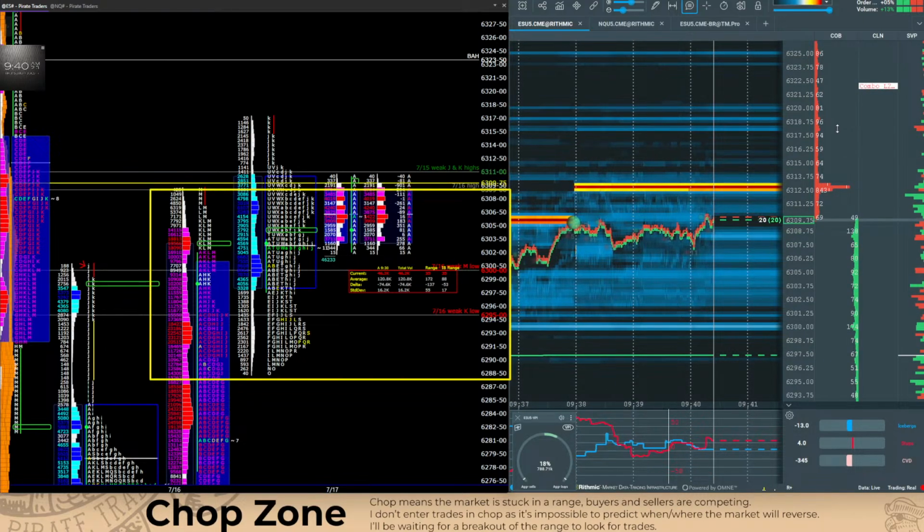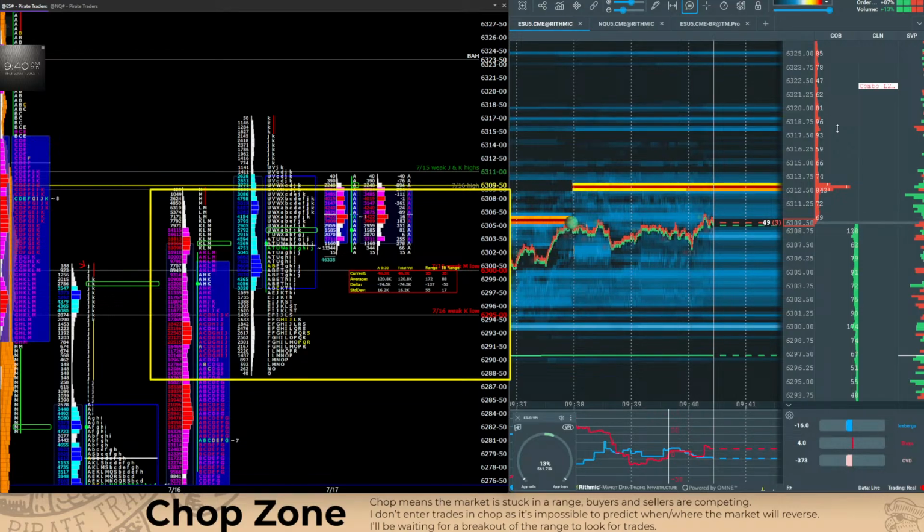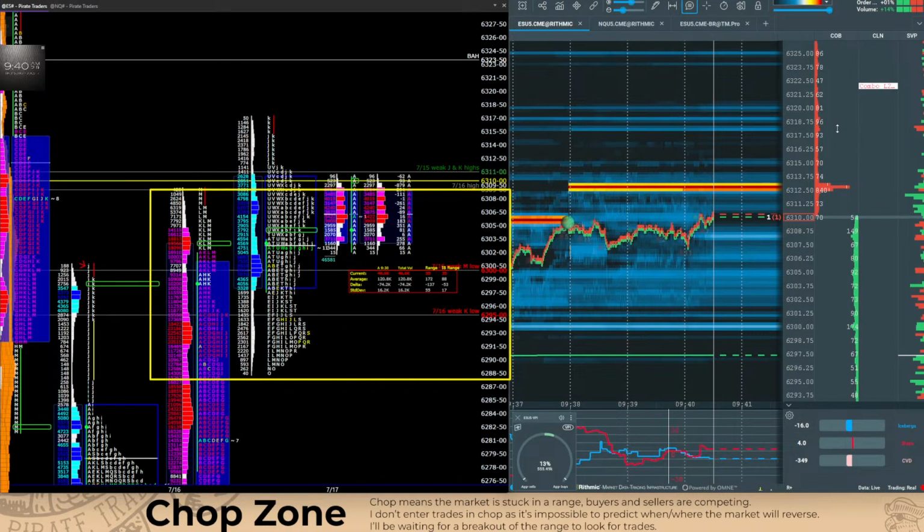I got just one more poke and the stops got taken and the market reversed back through the opening price. Okay, that didn't work.